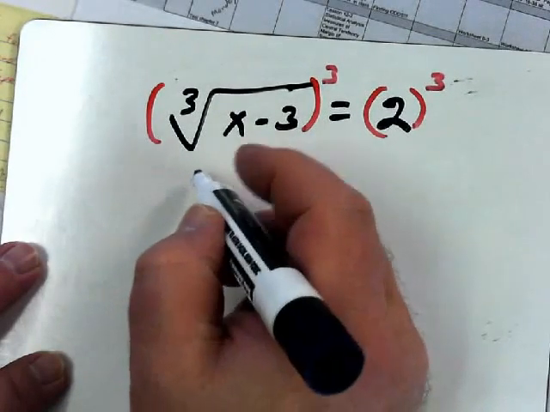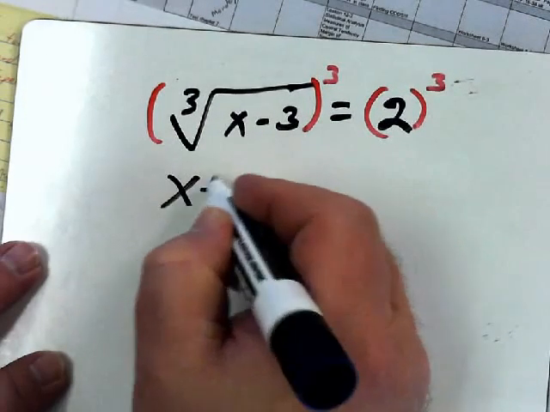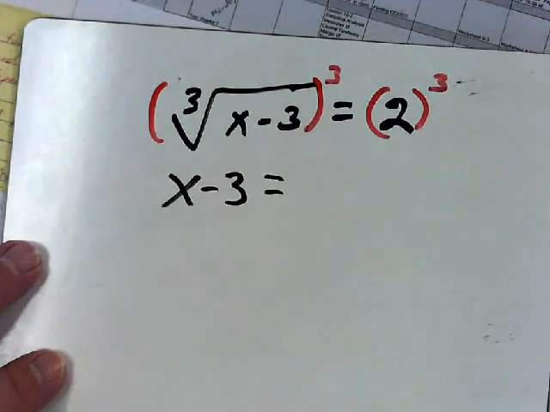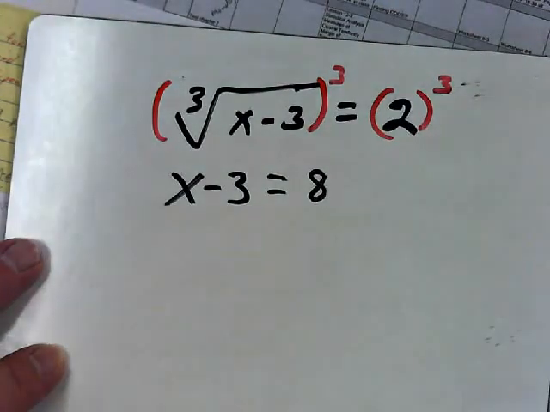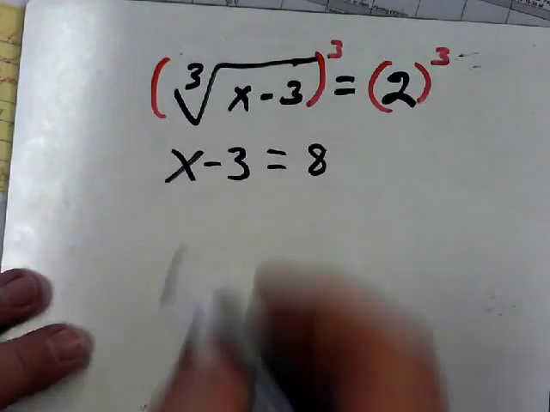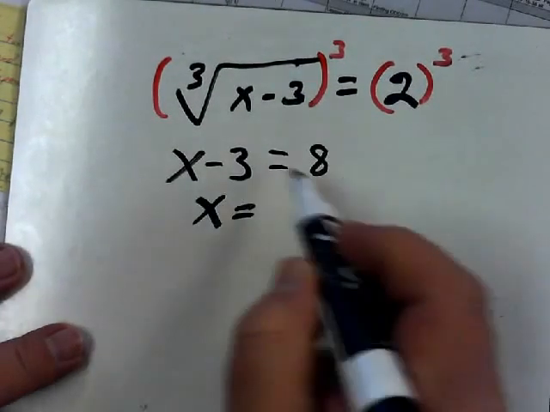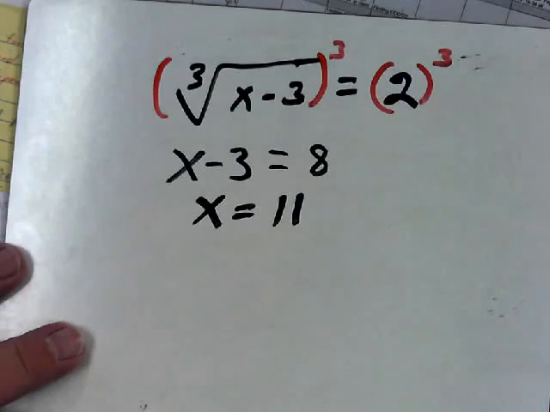Still be x minus 3 equals, now I have 2 cubed, which means that I would have 2 times 2 times 2, which would be an 8. Bring the 3 over, gives me an 11.